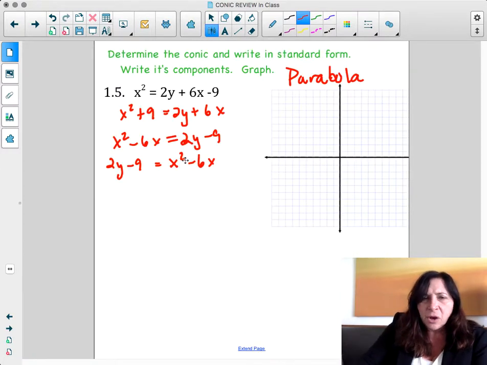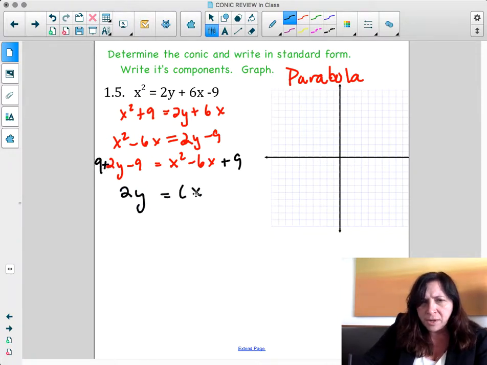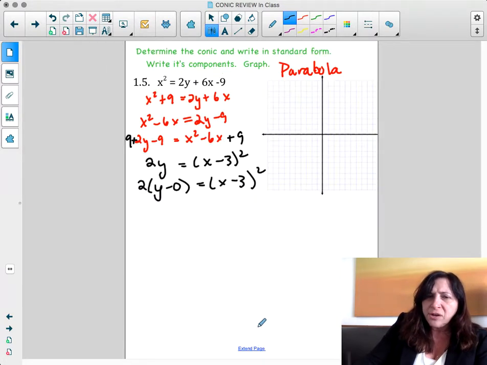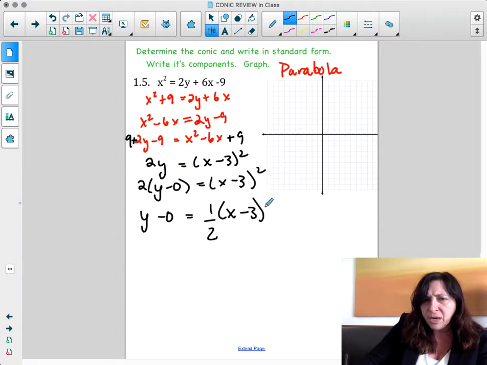And let's go. Half of 6 is 3. 3 squared is 9. I'm going to add 9 to there, and I'm going to add 9 on the left. So now what I have is 2y equals the quantity x minus 3 squared. I could write it like this: 2 times the quantity y minus 0 equals x minus 3 quantity squared. I could even write it like this: y minus 0 equals 1/2 times x minus 3 quantity squared.